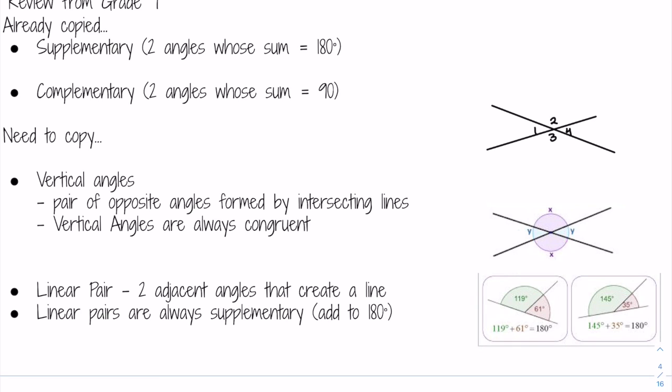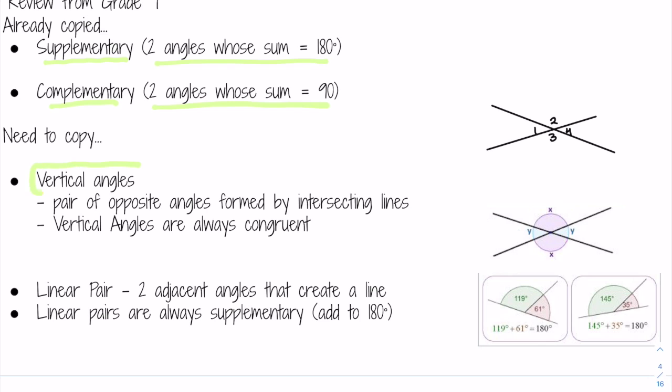Today we started with a review of special angles from grade 7. So we reminded ourselves that supplementary angles are two angles whose sum is 180. Complementary angles are two angles whose sum is 90. And then we looked at vertical angles and linear pairs.